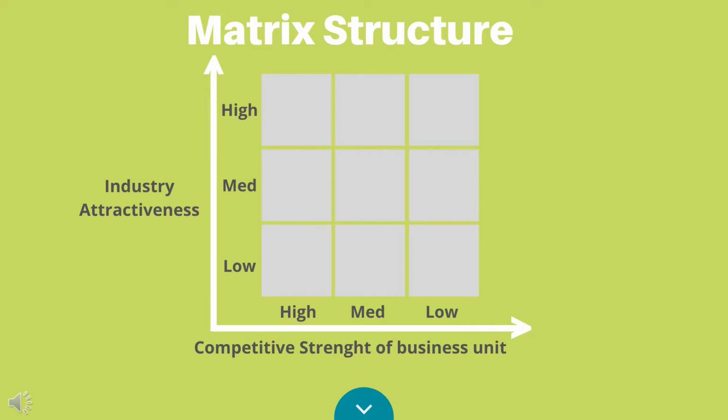The 9-box matrix plots the BUs on its 9 cells, which indicate whether the company should invest in a product, harvest or divest it, or do further research on the product and invest in it if there are still some resources left. The BUs are evaluated on 2 axes: industry attractiveness and competitive strength of a unit.